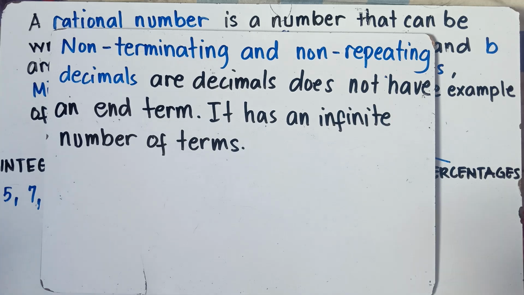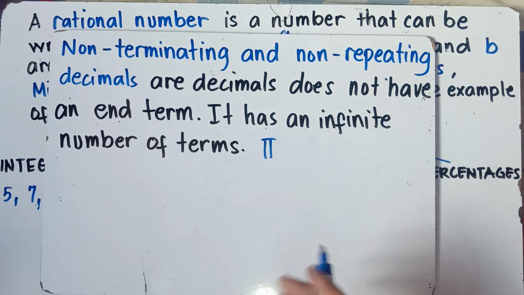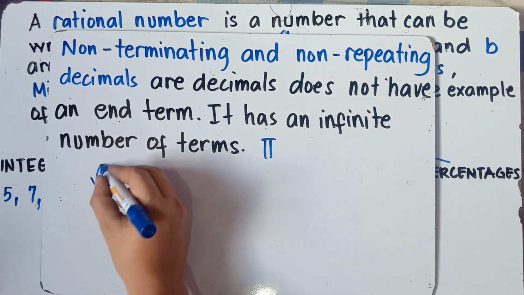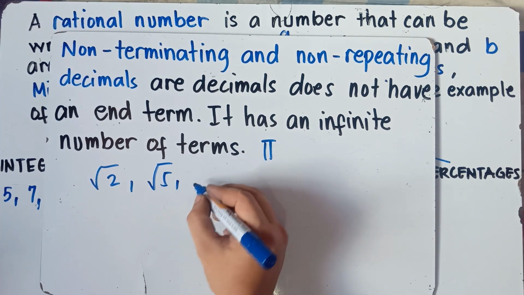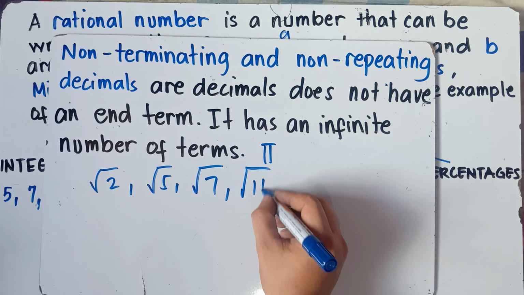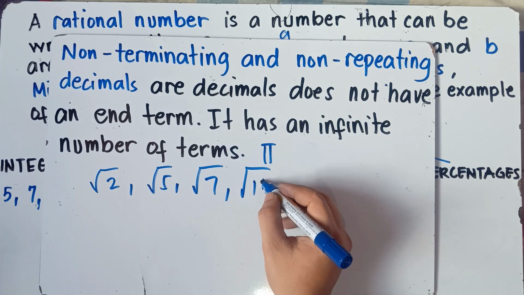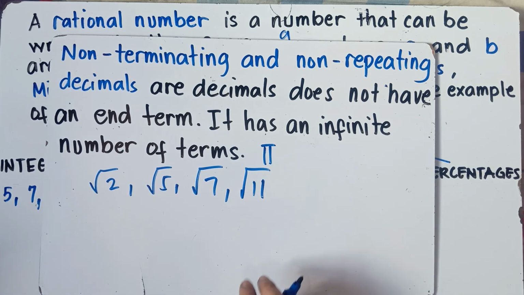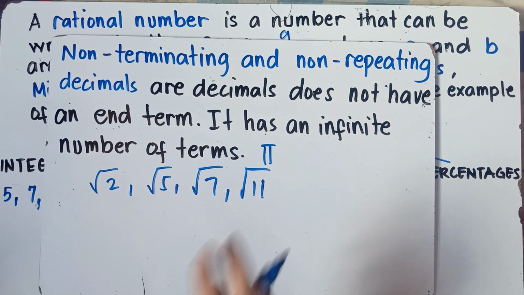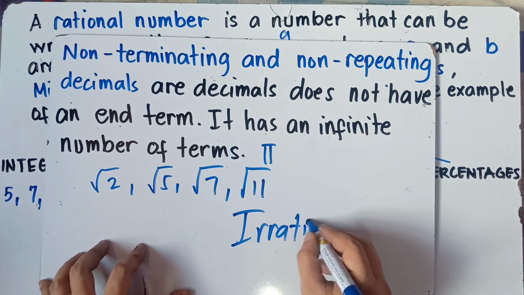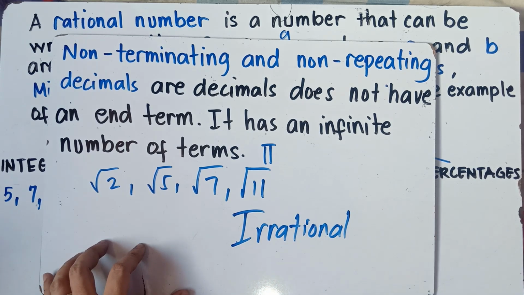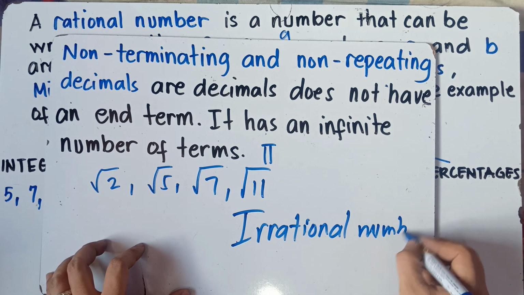Example for that one, class, is pi. And all square roots, class, in which the number is not a perfect square. Example, square root of 2. Once again, class, a square root in which the number is not a perfect square. Square root of 2, square root of 5, square root of 7, square root of 11, all square roots, class, in which the number is not a perfect square. We can call that one, class, non-terminating and non-repeating decimals. And these are irrational numbers. This is not rational numbers, class. This is irrational numbers. Now, question, why is that, sir?